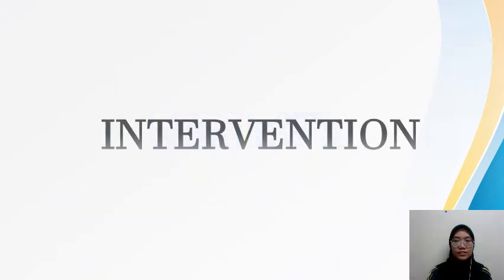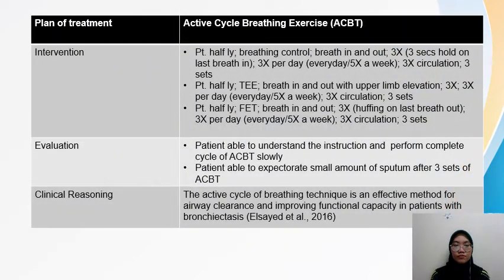Next, for the intervention. The first intervention is breathing exercise, which is ACBT. ACBT will include breathing control, thoracic expansion exercise, and forced expiratory technique. The patient is in a half-lying position. The patient will perform breathing control 3 times with a 3-second hold on the last breath, 3 times per day, 3 times circulation for 3 sets. And also repeat the same repetition for thoracic expansion exercise and forced expiratory technique.